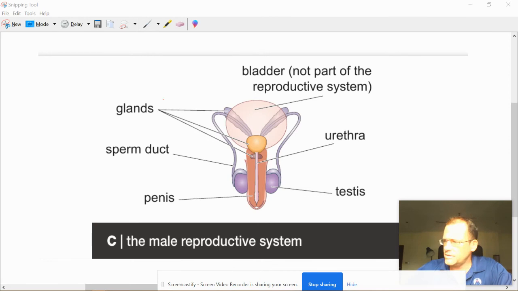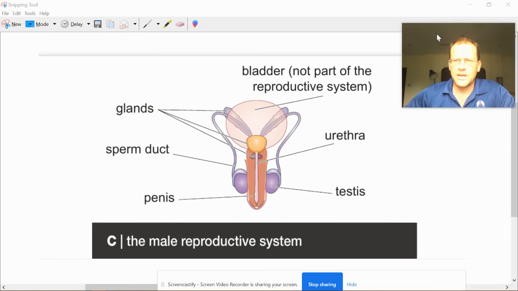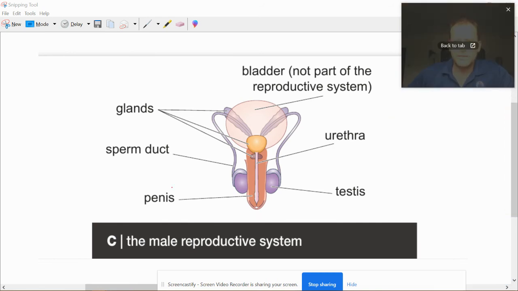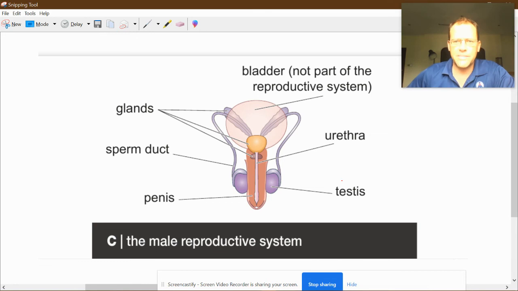Hello, Year 7. Today we're going to be looking at the structures and the functions of the parts of the male reproductive system and the female reproductive system.